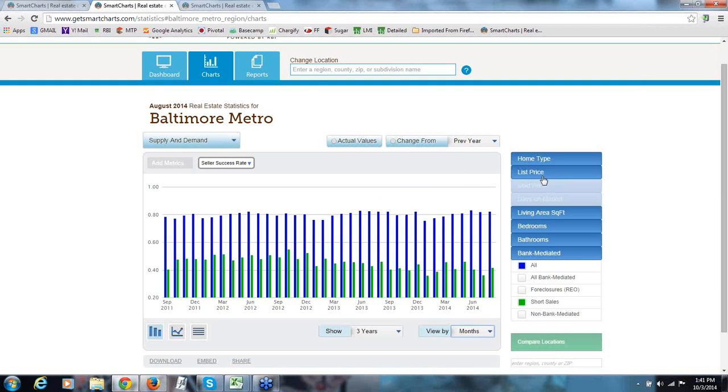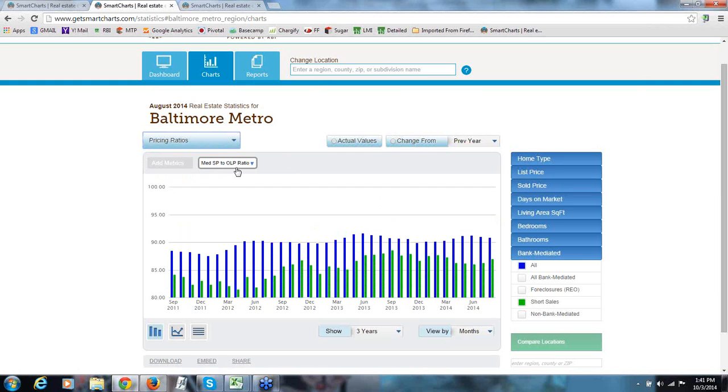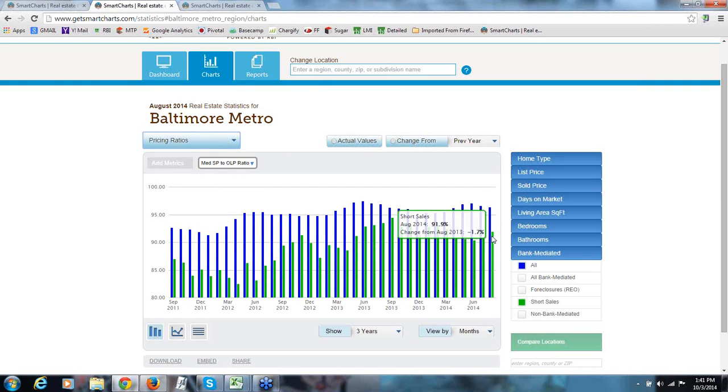I didn't get through all the metrics. We have price per square foot, pricing ratios, so that's your median sold price to original list price ratio. We can see the difference between all homes and short sales. But if you don't want to dive into the charts until you're more comfortable, I'd recommend taking your iPad with you and running through charts relevant to the listing.